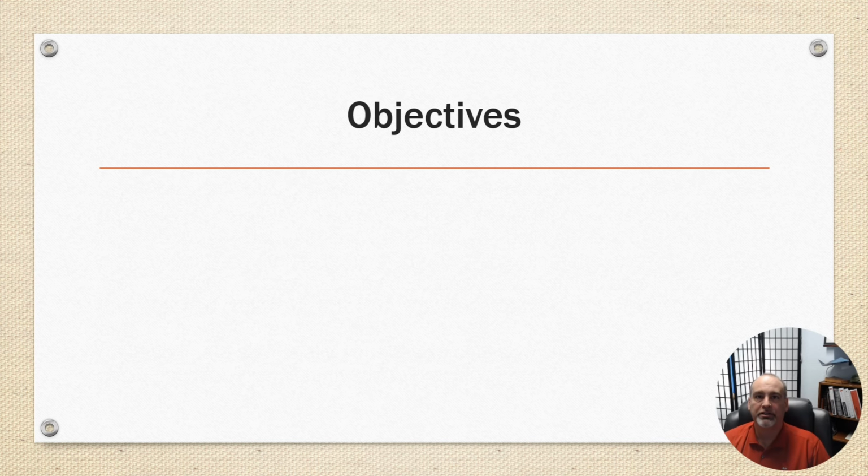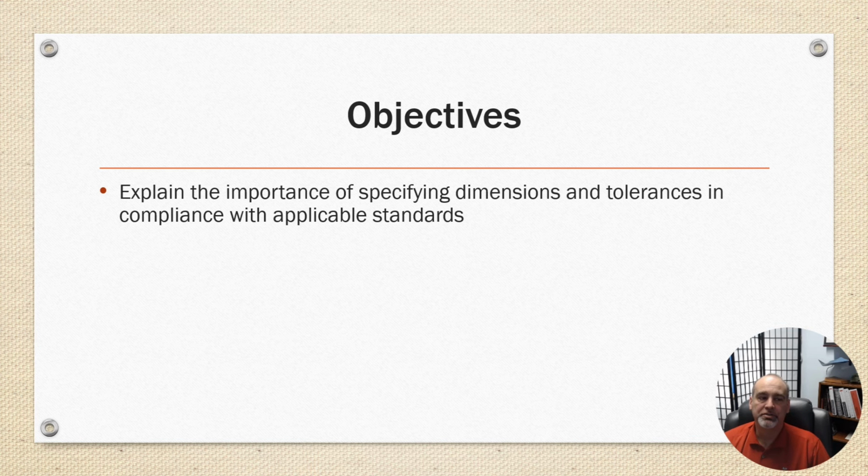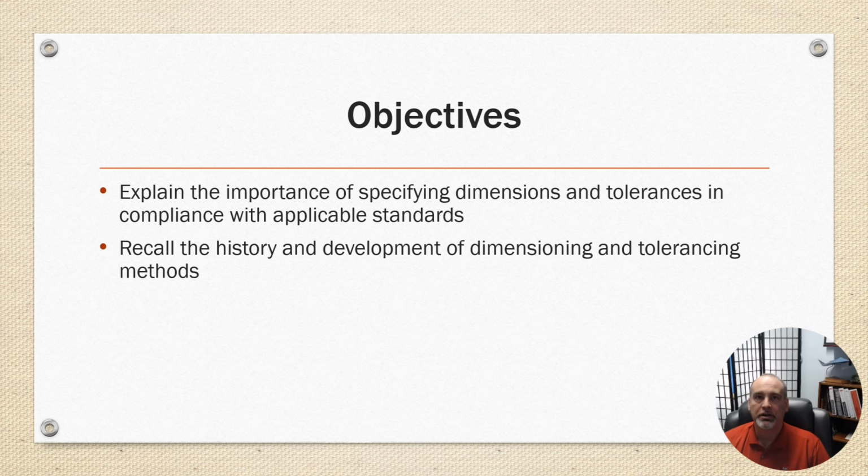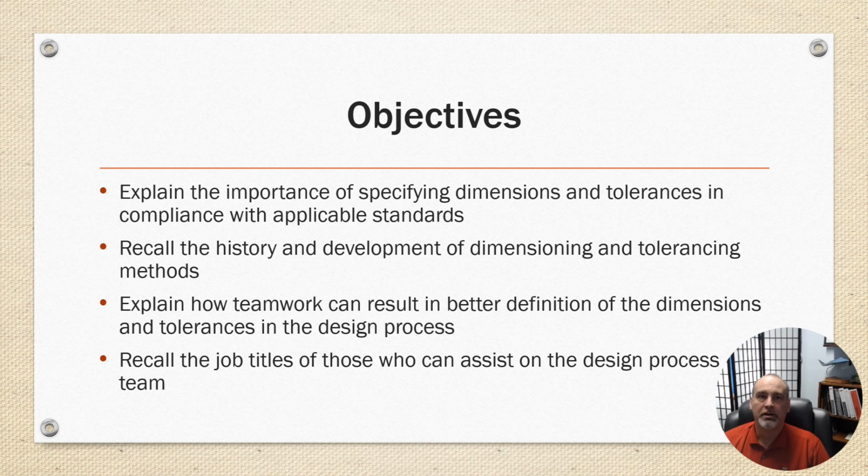Okay, our objectives in this lesson are to explain the importance of specifying dimensions and tolerances in compliance with applicable standards, to recall the history and development of dimensioning and tolerancing methods, and explain how teamwork can result in better definition of dimensions and tolerances in the design process, and to recall the job titles of those who can assist on the design process team.